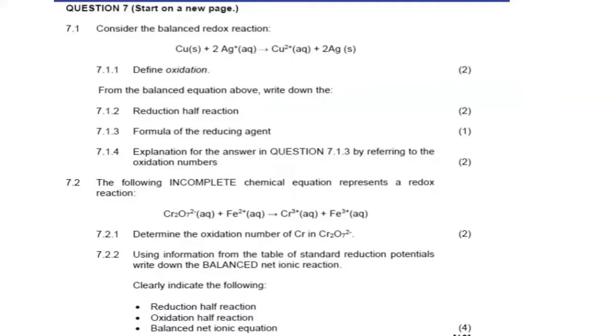Okay, so we have 7.1. It says consider the balanced redox reaction, and we are given copper in solid plus 2Ag+, this is the silver ion in aqueous, and then it forms the copper 2+ ion, and then also the silver in solid. So 7.1.1 says define oxidation, right?